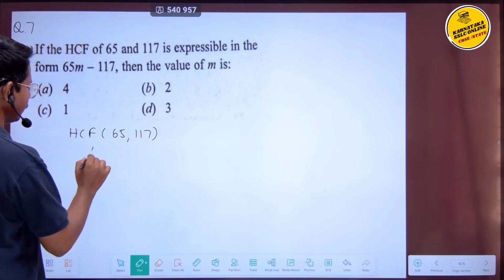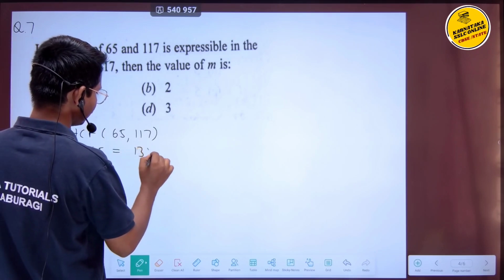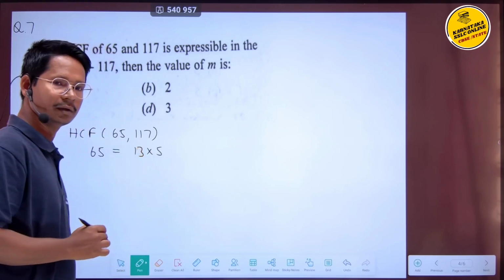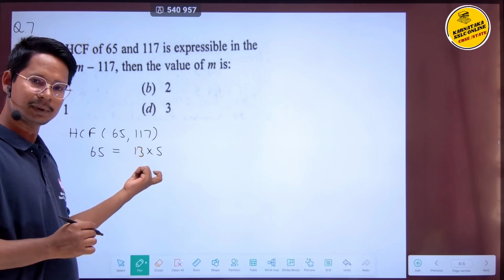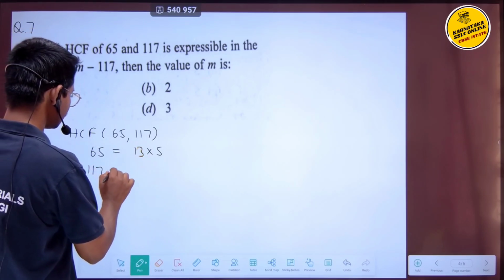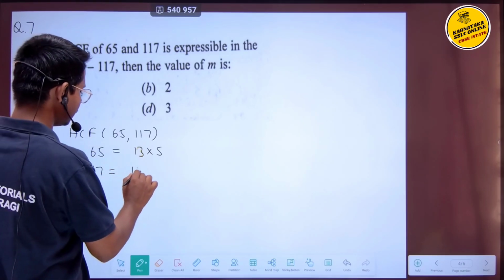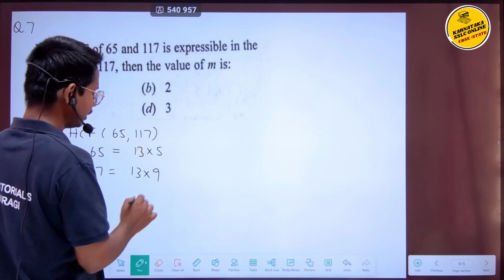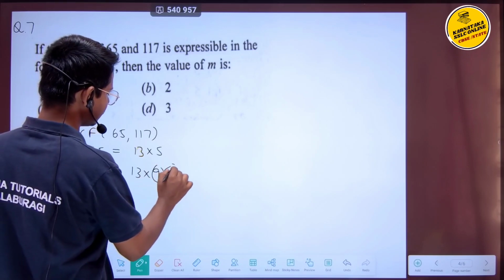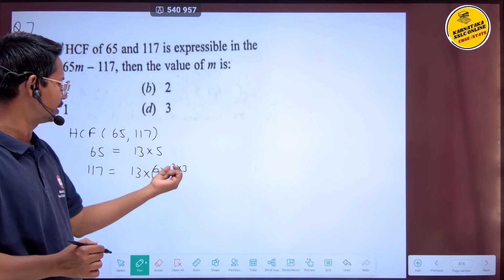First you can write the factors. 65 as 13 into 5, prime factorization, because 13 is a prime number and 5 is also a prime number. Then 117, you can find it in the 13 table. So 13 into 9, and 9 further you can write as 3 into 3. So you can write 13 into 3 into 3.